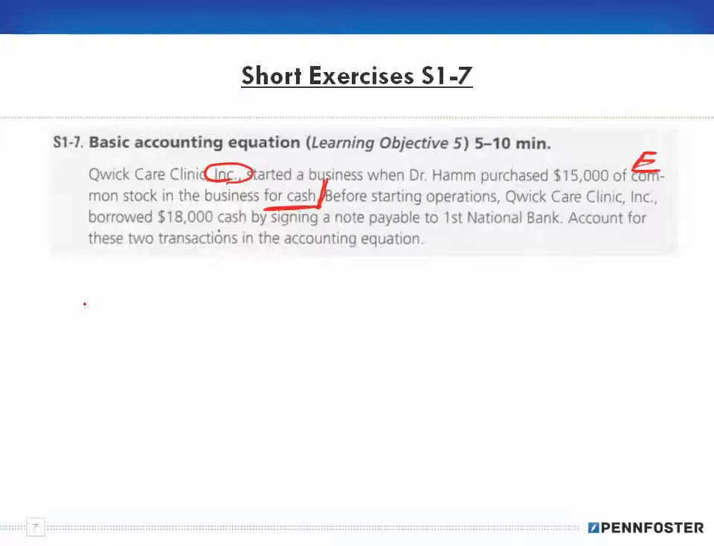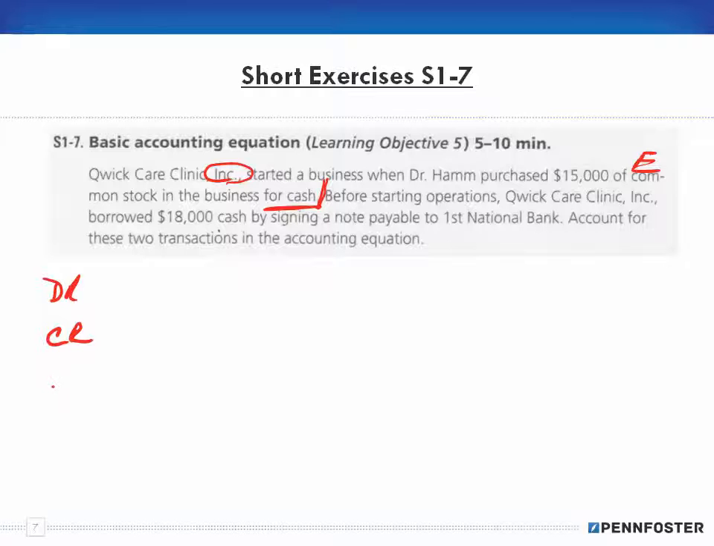So here, he purchases $15,000 of common stock in the business for cash. Well, that's a transaction in the business. A transaction in the business is an event that happens in the business, right? And when you have a transaction, there's always two sides, right? Because you're going to have to make a journal entry. You're going to have a debit and you're going to have a credit.